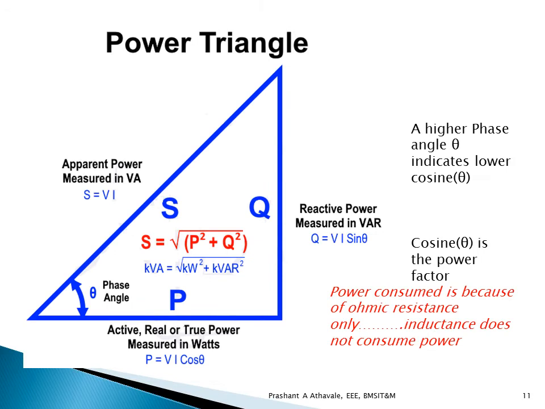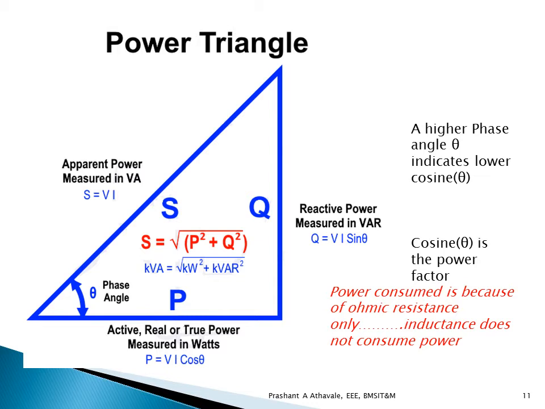So in the next slide, you can see here there is a mention of something called as power triangle. So this is just the extension of the impedance triangle that we have seen in one of the previous slides. So prominently you can see that there is this phase angle theta, and there is this capital P, capital S, and capital Q. So what are each of these things? So P is the real power, or the true power, or the active power.